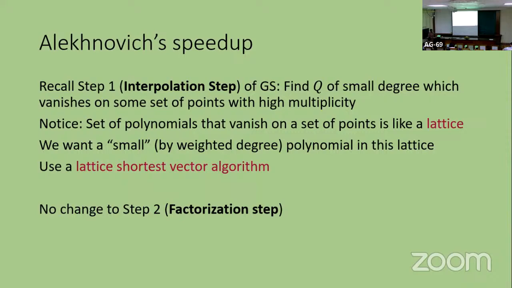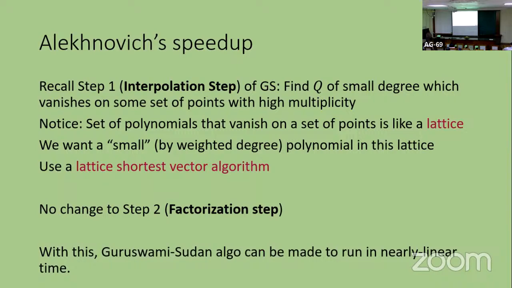So what has happened so far? We have an algorithm to list decode Reed-Solomon codes up to the Johnson radius, and it runs in nearly linear time. Now, can we make it run in nearly linear time for the other variants of Reed-Solomon codes? Because, like I said earlier, we know that the other variants can be decoded all the way up to capacity. So, can a similar speedup be done for them?